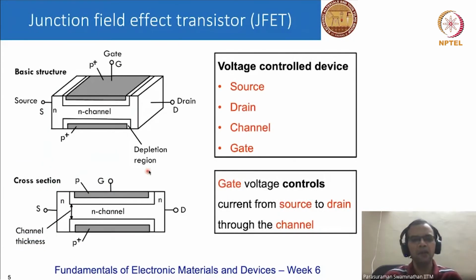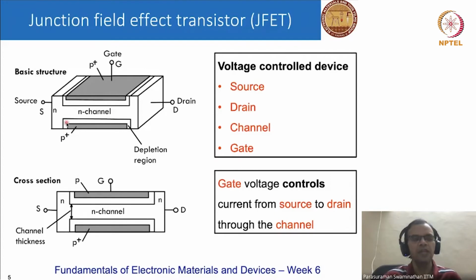The next type of transistor that we are going to talk about is a voltage control device, which is called a junction field effect transistor, or JFET. So once again, we have three terminals. We have a source, we have a drain, and we have a gate. We also have a channel through which carriers flow from the source to the drain. In the case of a JFET, the channel already exists when the device is fabricated.